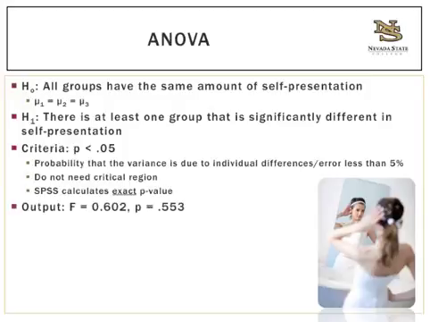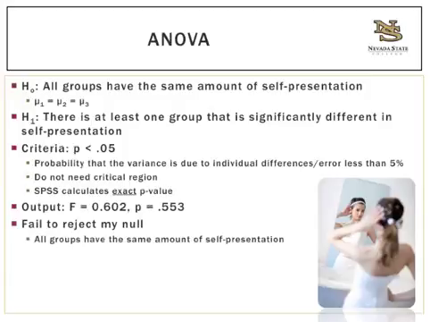Our F value is 0.602, our p-value is 0.553, definitely not below 0.05. It's very big. And so we fail to reject the null. So in this case, it looks like all groups have the same amount of self-presentation. Now, this is fine actually for this particular study because this was not a hypothesis that the researcher had going in. So the actual hypotheses will be in the last lab, in which we look at correlations.